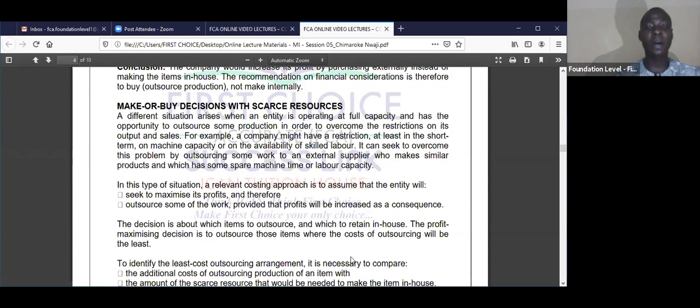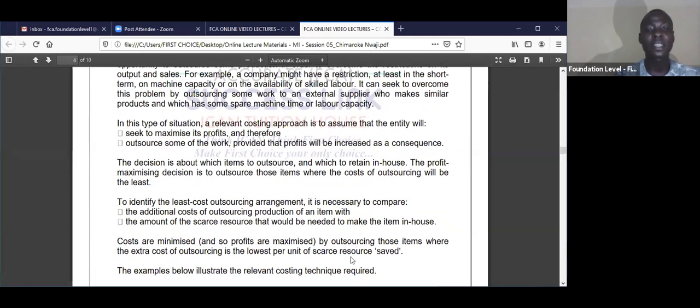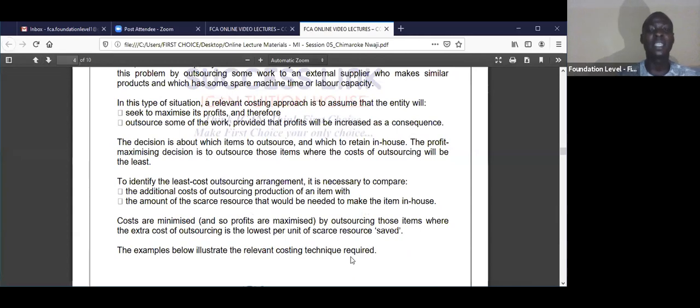The decision is about which item to outsource and which to retain in-house. So the profit maximizing decision is to outsource those items where the cost of outsourcing will be the least. So you outsource the one that will give you the smallest cost. So to identify the least cost outsourcing arrangement, it is necessary to compare the additional cost of outsourcing production of an item. That is what we did in example 1. That extra cost of outsourcing.